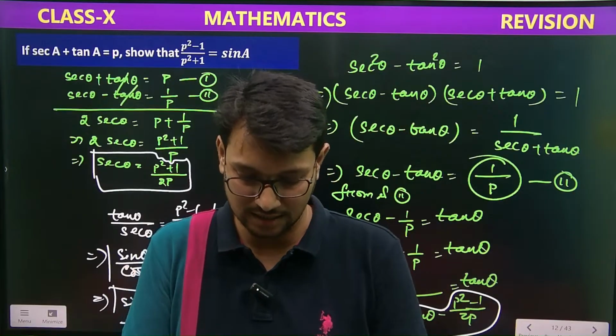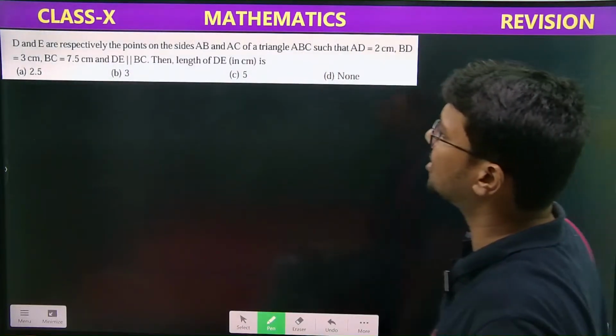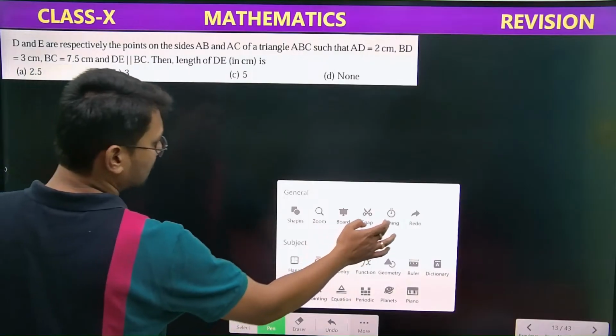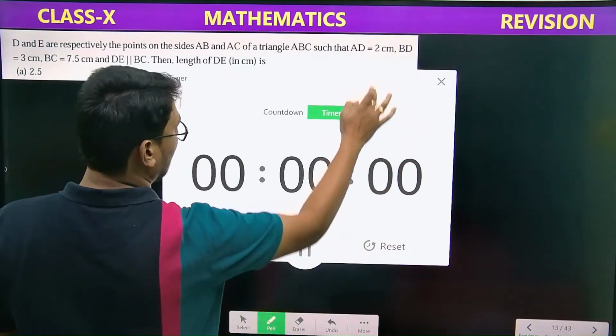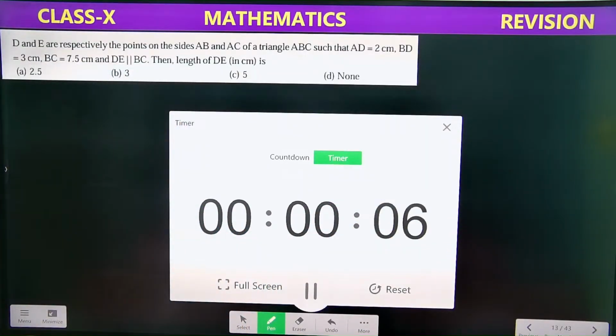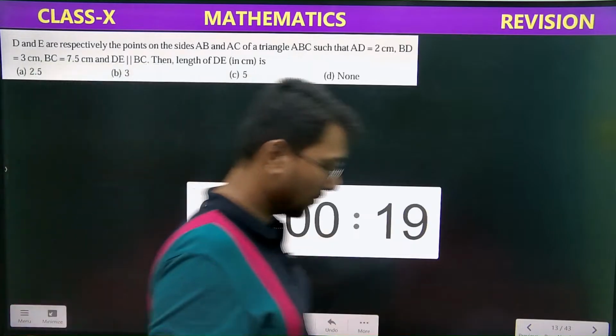Okay? So next question is this. Solve and tell me the answer quickly. This question is from the chapter triangles. Chalo. Solve it, and the time limit: though it is an MCQ, I'll give you maximum 2 minutes. Solve and tell me. Give the answer. Chalo, solve quickly everyone.